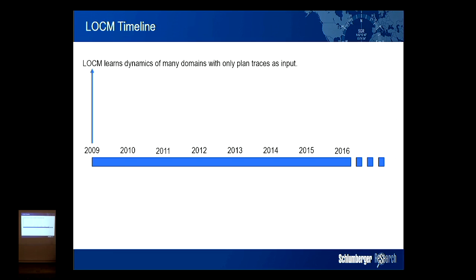2009, LOCM learned the dynamics of many domains using only plan traces. Okay? 2011, LOCM2, this is where I started to be involved in any of these things, increases the range of LOCM to domains where objects have separable behaviors. Okay, so LOCM constructs small finite state machines to represent objects. LOCM2 also allows objects that are represented by two or more finite state machines. Okay.